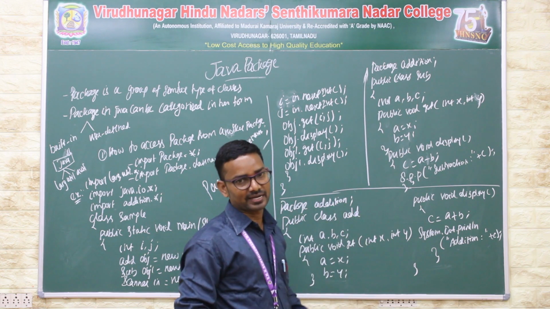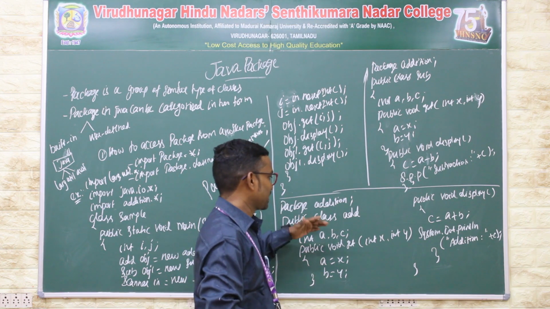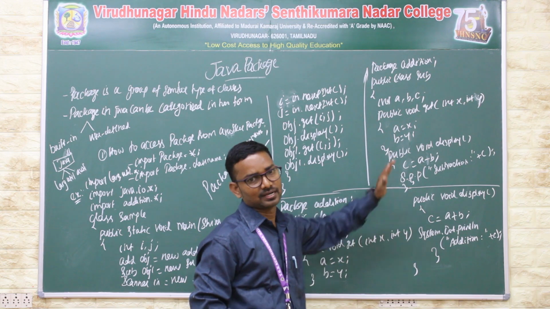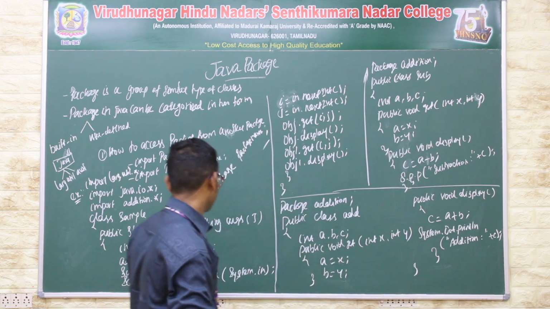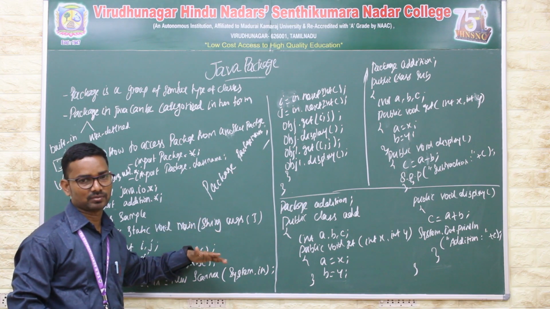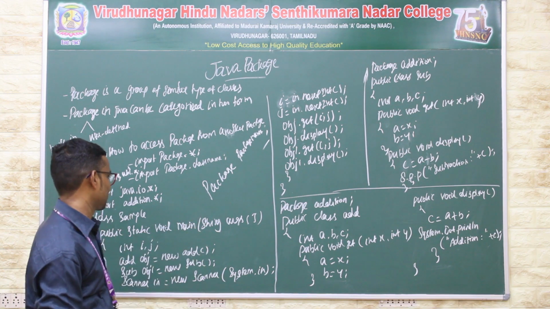How to compile this package program? First, compile the add class. Next, compile the sub class. The add class and sub class are compiled for the package. Next, the main class is compiled and run. Only the main class is compiled and run.